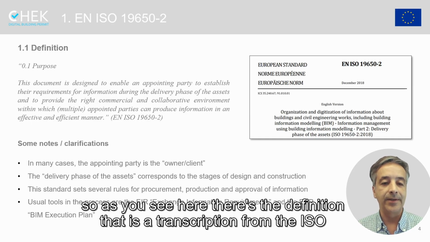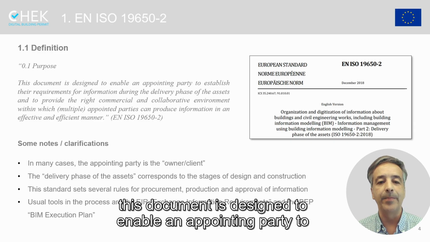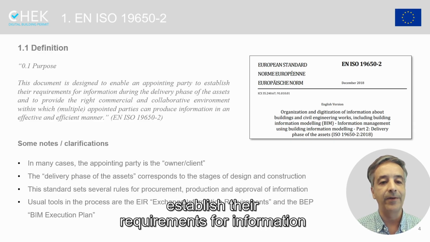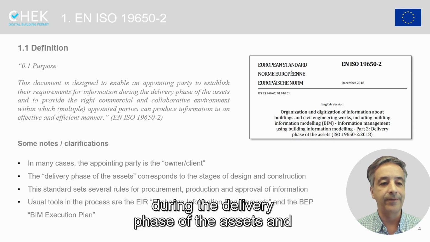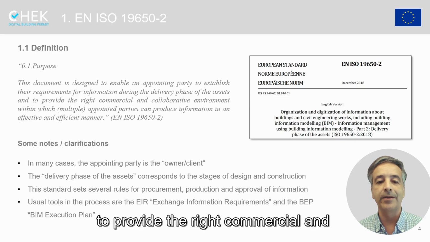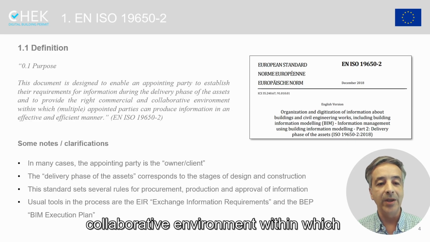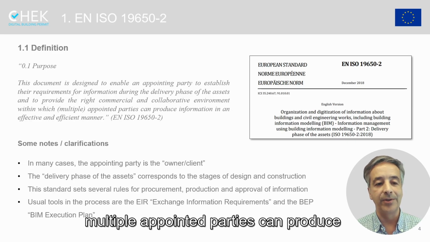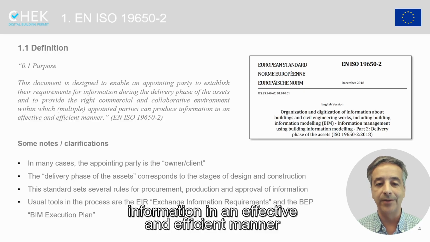So first, about the ISO 19650 Part 2. As you see here, there's a definition that is a transcription from the ISO. This document is designed to enable an appointing party to establish their requirements for information during the delivery phase of the assets and to provide the right commercial and collaborative environment within which multiple appointed parties can produce information in an effective and efficient manner.